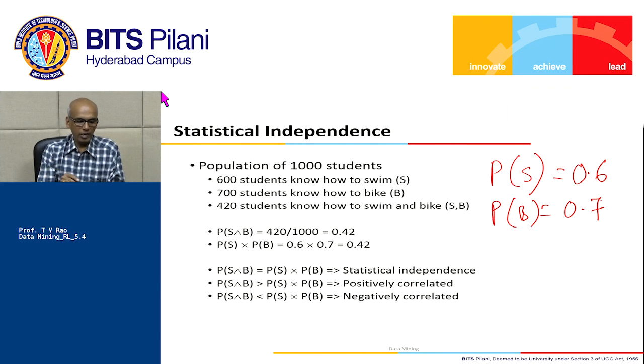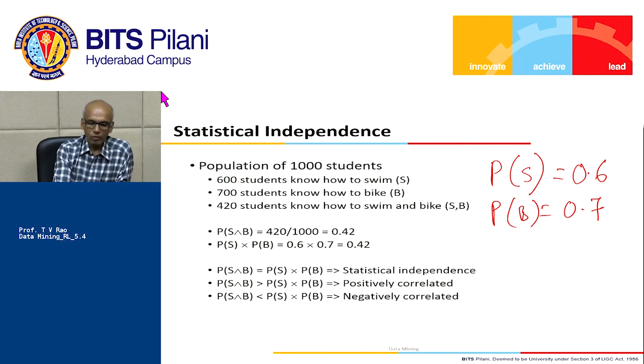And then the probability of knowing both is equal to 0.42, which is 420 by 1000. So what happens here is that we are seeing there is a statistical independence between swimming and biking. This is giving us a statistical measure because it is the same. When you look at the whole population, the people who can swim are 60%.